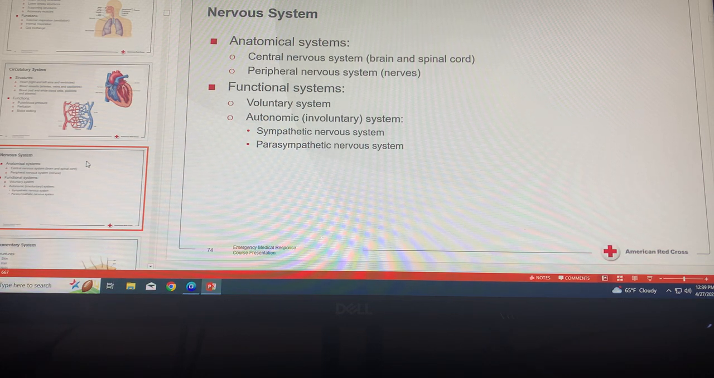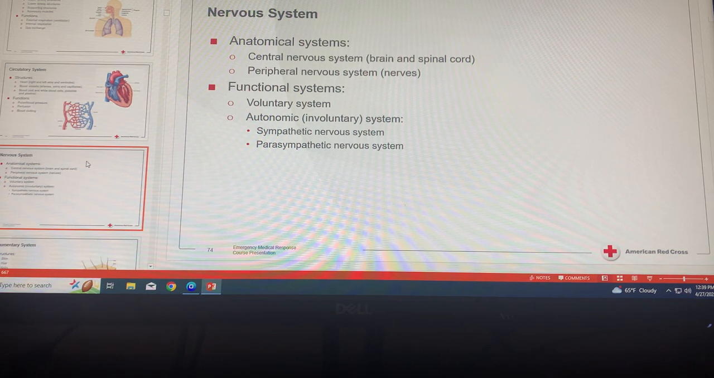The nervous system can also be divided into two functional systems, the voluntary and autonomic systems. The voluntary system controls movement in the muscles and sensation from the sensory organs. The autonomic system is involuntary and controls the involuntary muscles of the organs and glands.